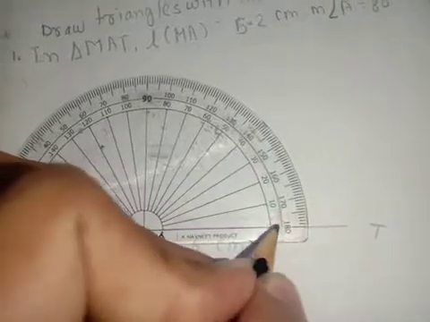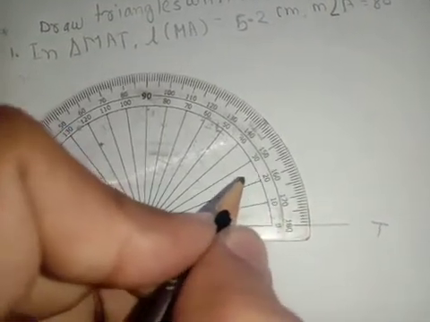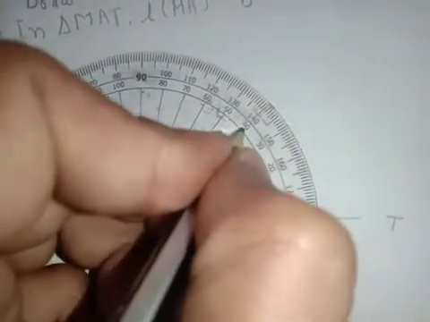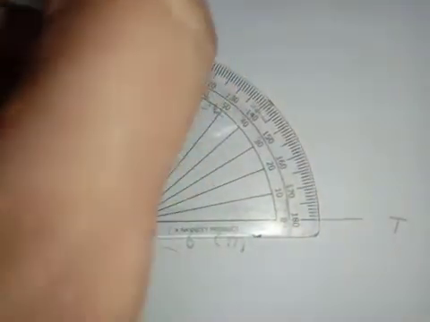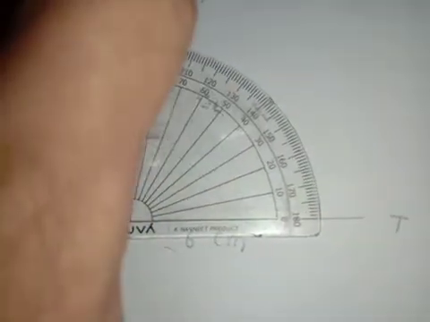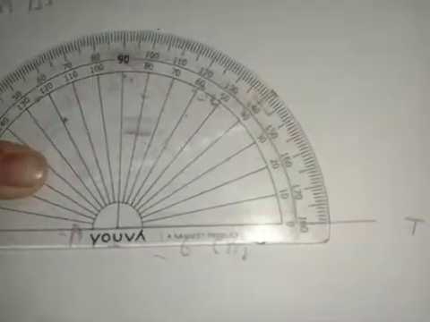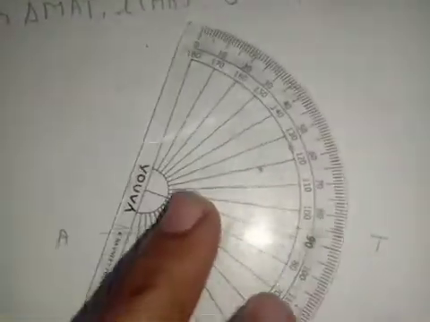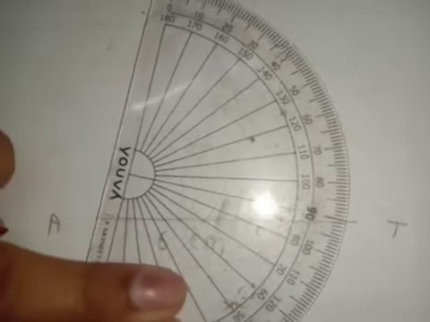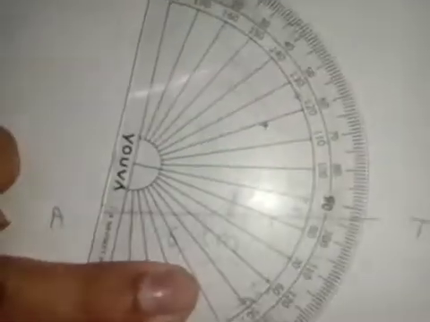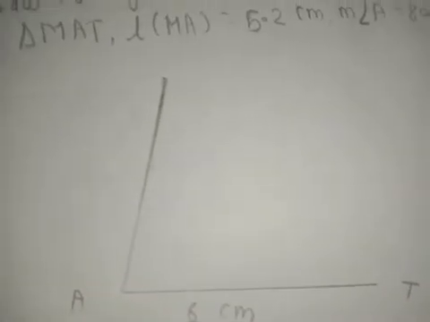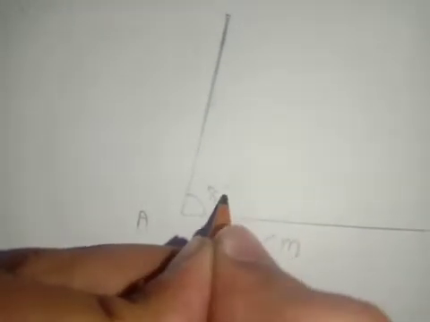So we will measure this number in the anti-clockwise direction. So it is an 80 degree angle: 0, 10, 20, 30, 40, 50, 60, 70 and 80. This is our 80 degree angle. Now we will join this point to point A here. This is our measurement of angle A equal to 80 degrees.